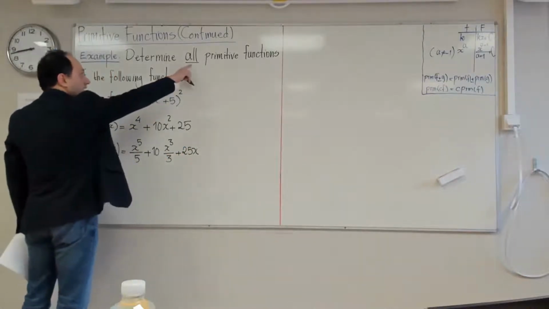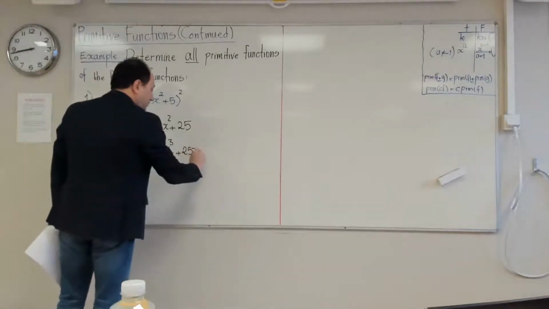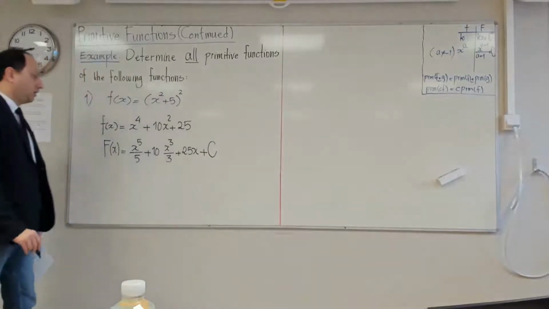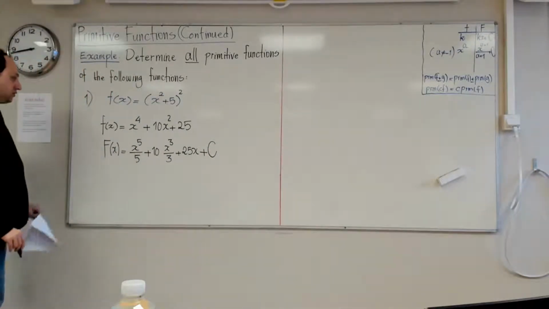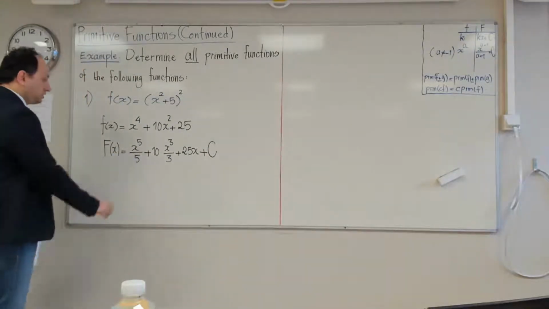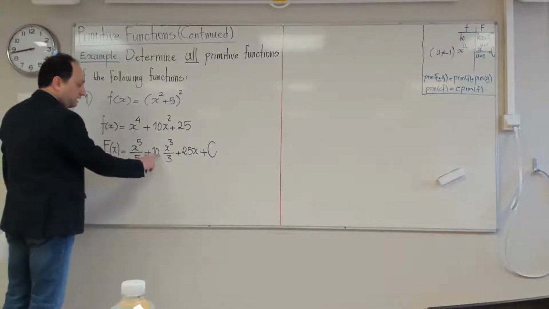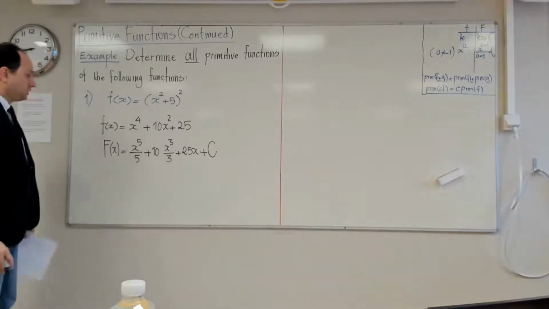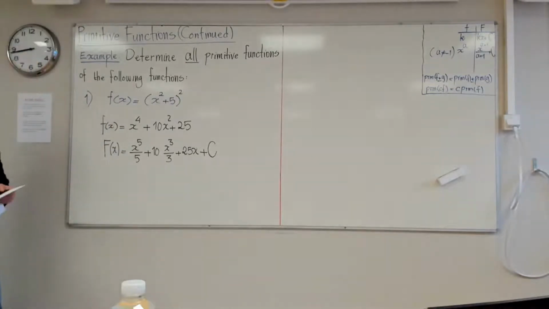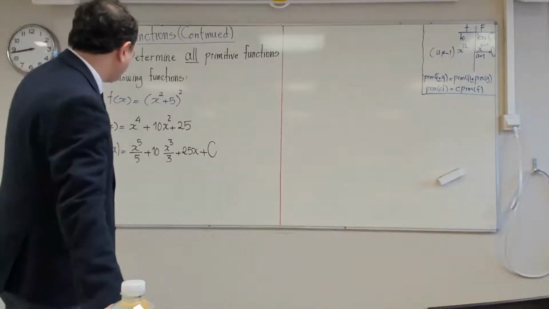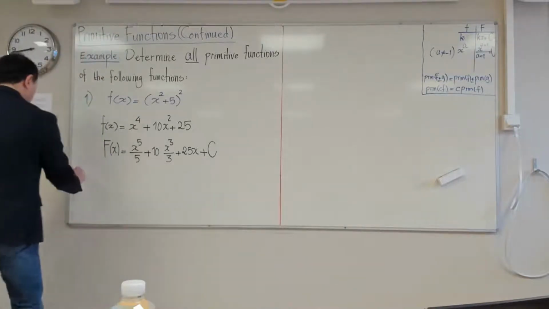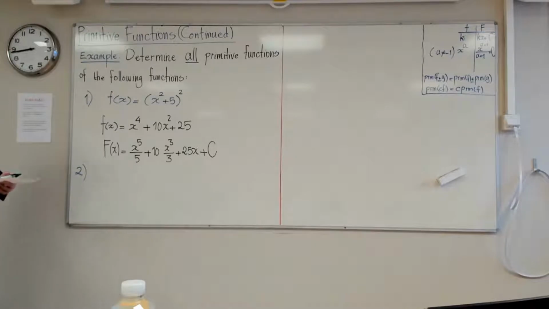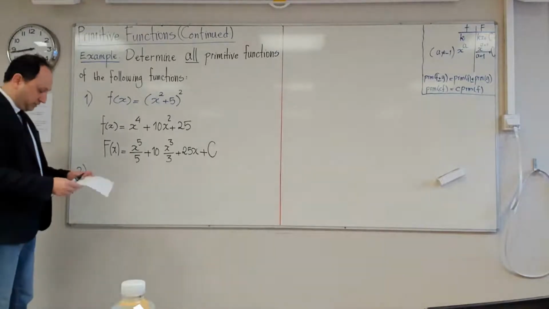And because it is mentioned all primitive functions, you have to respect that by showing that you are writing a constant at the end. And of course, this is correct, but I myself prefer to write 10 over 3 multiplied by x to the 3, but that's completely okay. So let us not spend more time on it. Okay. We go to the next example. And if you have questions, please interrupt me, okay? There would be a few seconds delay, but no problem.